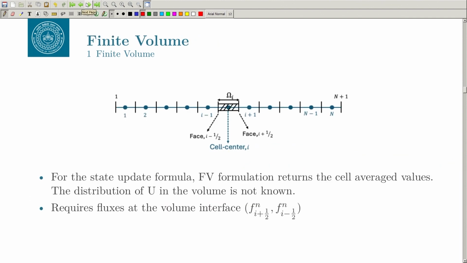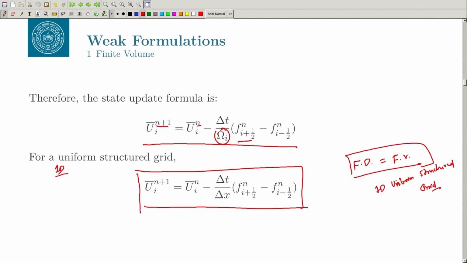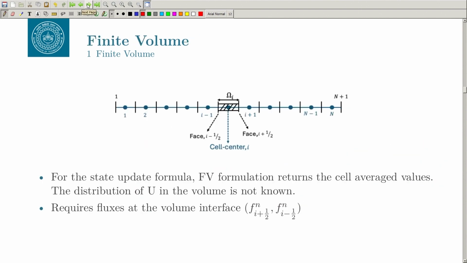Now, what are the things that are remaining? We have defined our state update problem very well, but what remains? One thing is that you want to calculate the Fi plus half and Fi minus half, right. So, basically what is the value of flux here and here. How do we calculate these? You are using the cell average value which is ui here, but you want to calculate the fluxes at the interfaces. So, what are the considerations?